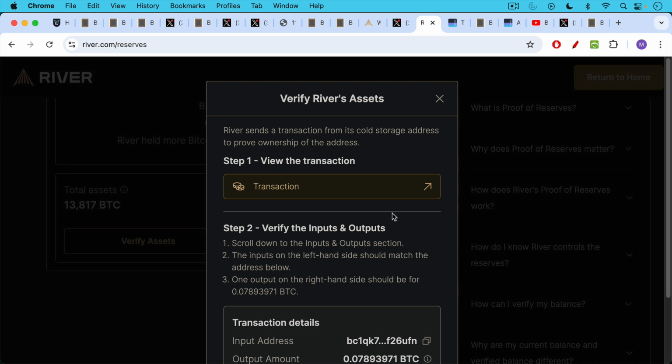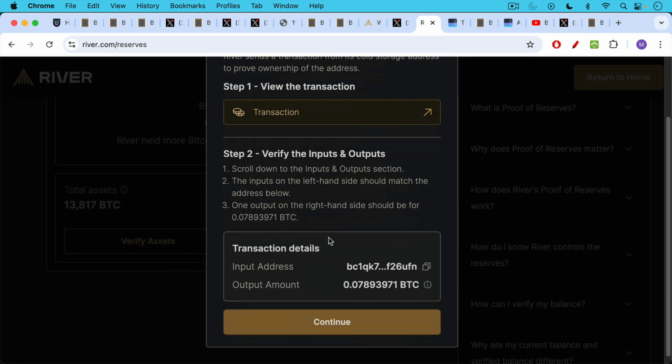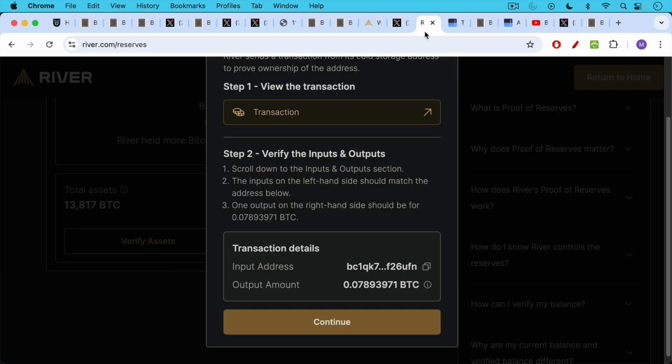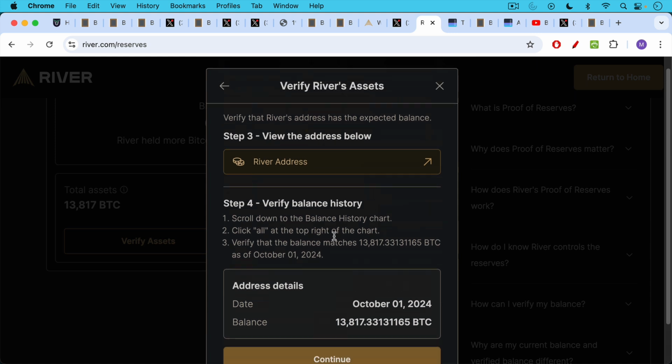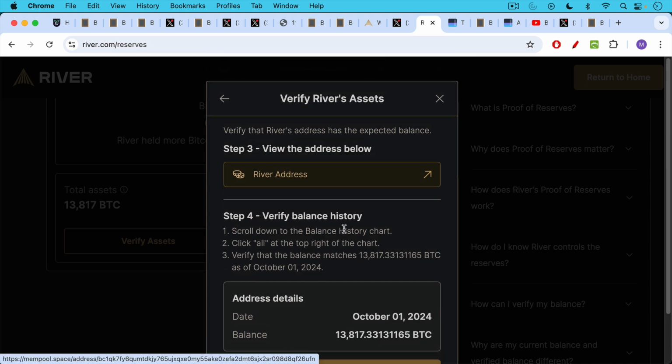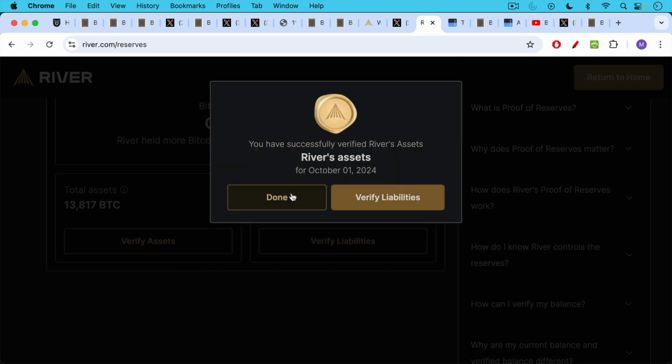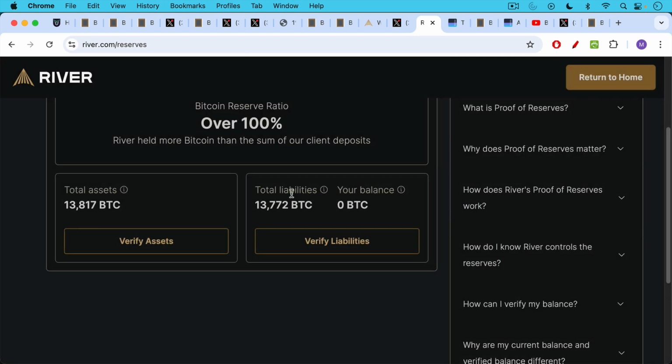We first view the transaction, we verify the inputs and outputs, we scroll down, and then they tell us how much one output on the right-hand side should be. We can see right there that that number is the same, 0.07893971. You have the input address, you have the output address, etc. We click continue. You can view the address below. We already did that. Verify the balance history. You can scroll down and look at the balance on October 1st, 2024, which, as we said, was 13,817 plus. So that's basically how you verify River's assets. And that's being verified through an actual Bitcoin transaction that's being done publicly on the public blockchain.